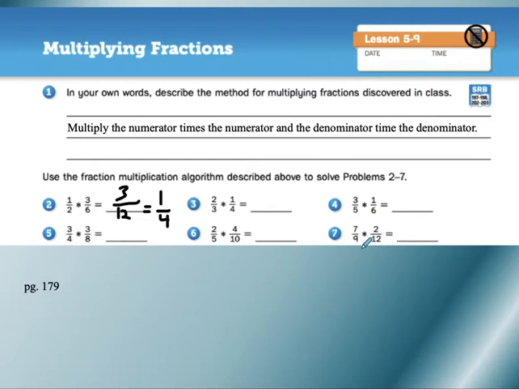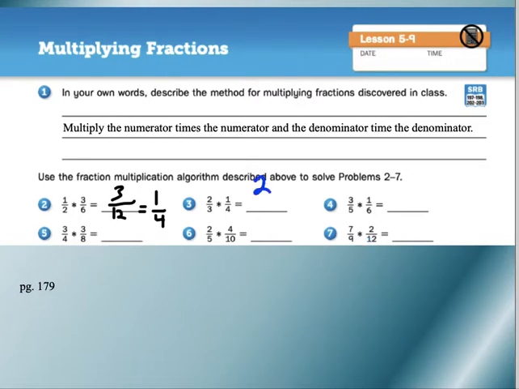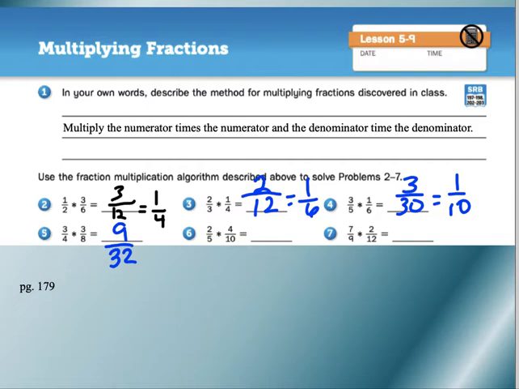Okay, so what we should have seen for number 3 is 2 times 1 is 2, and 3 times 4 is 12, which is also the same as 1/6. The next one, 3/5 times 1/6, we should have 3/30, which then can also be reduced to 1/10. The next one, number 5, 3 times 3 is 9/32. I'm going to leave that one alone.